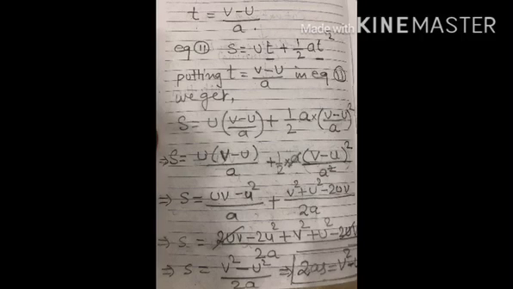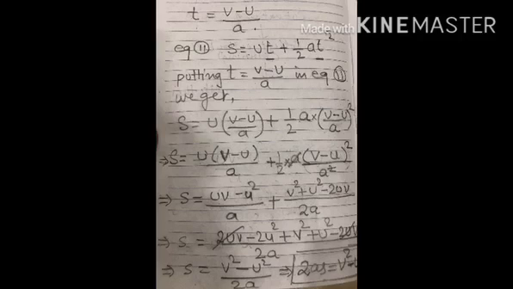Now we cancel positive 2uv with negative 2uv. Now minus 2u square and plus u square is minus u square. Now the last step is s is equal to (v square minus u square) upon 2a.